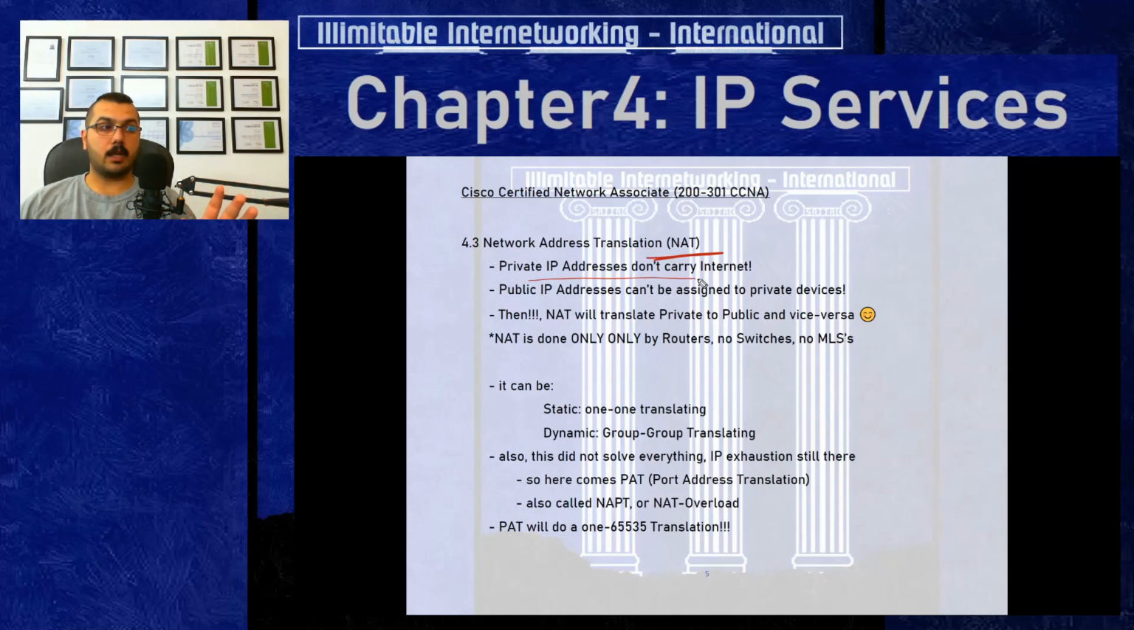So private IP addresses do not carry internet, and public IP addresses do, but they cannot be inside. So NAT will translate private to public and vice versa. NAT, my dear, is done only by routers, no switches, no multi-layer switches. This is why there will always be routers in your network, and you will never get rid of routers and depend on multi-layer switches for layer 3 functions. There will always be routers in your network because switches and multi-layer switches cannot perform NAT. This is how they are made, designed, and produced. NAT is done only on routers. Okay, never forget about that. Never think that you can reach the internet by building a network entirely from switches and multi-layer switches. You need to buy an expensive router.